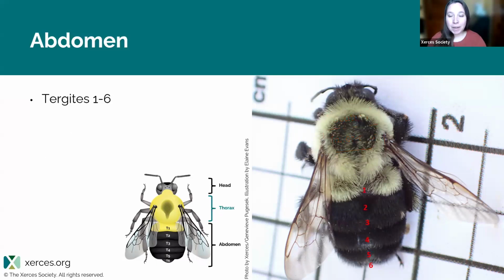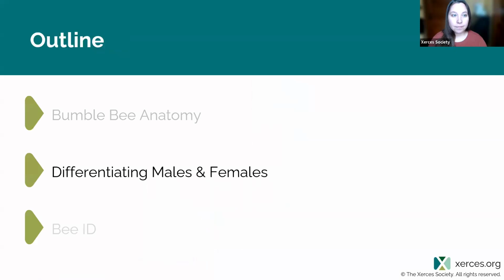Okay. And the last thing I want to mention is the abdomen. When we are identifying bumblebees to species, often what we're looking at is different color patterns on the different segments or tergites of the abdomen. As I mentioned previously, these tergites are numbered. We have tergite number 1, which is closest to the bumblebee's thorax, and then we just number them down until the end of the bee. So that is our basic overview of bumblebee anatomy.